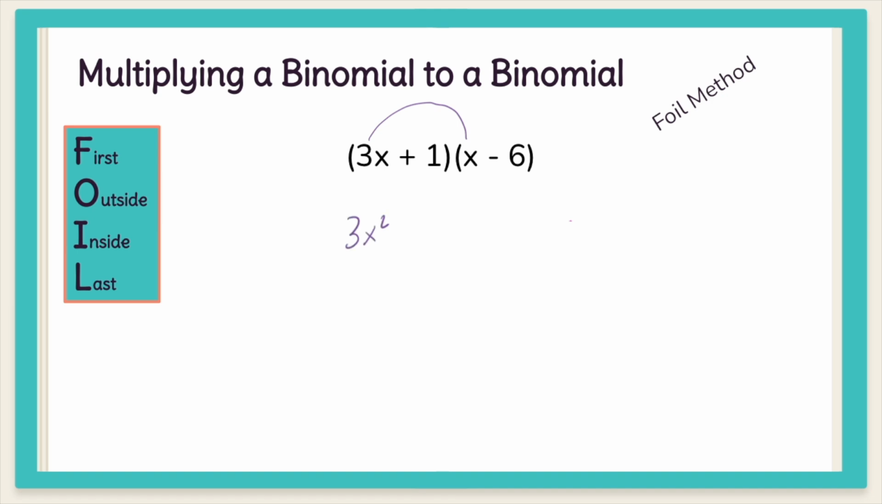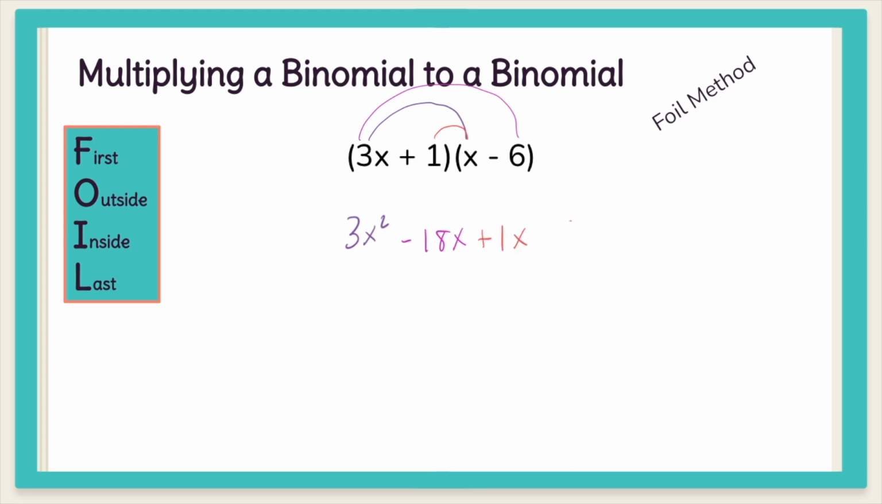Then we're going to do the outside. So those are the ones on the outside of the parentheses. That's going to be 3x times negative 6. And 3x times negative 6 is going to give me negative 18x. Then we're going to multiply the inside numbers. Those are the numbers that are closest to the parentheses. So that's going to be 1 times x, so that's going to be plus 1x.